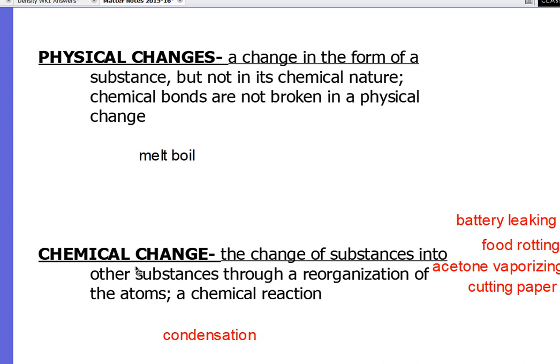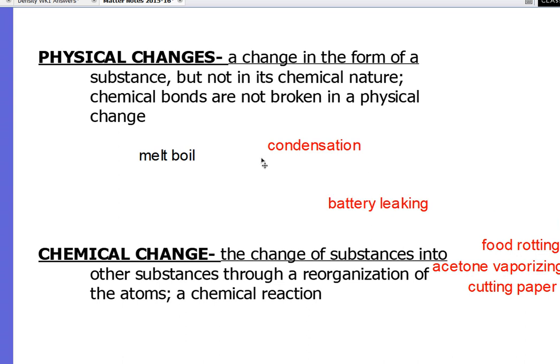Let's see. So you have a gas. Condensation is that gas becoming a liquid, but it's still the same substance. It's still whatever molecule it was. If it's water as a gas or water as a liquid, still water, so it's a physical change. All right. So it's still the same substance. That's a physical change.